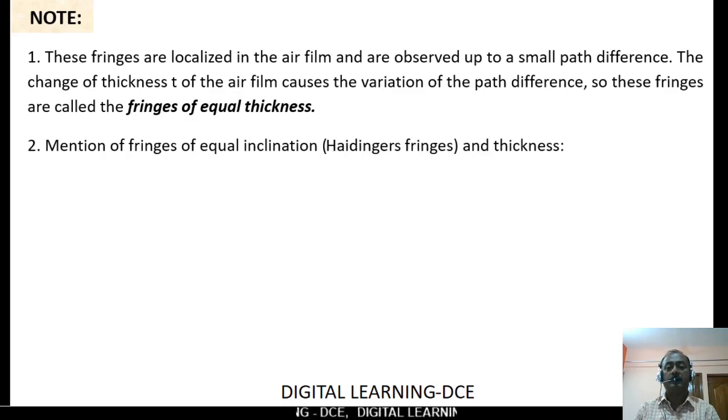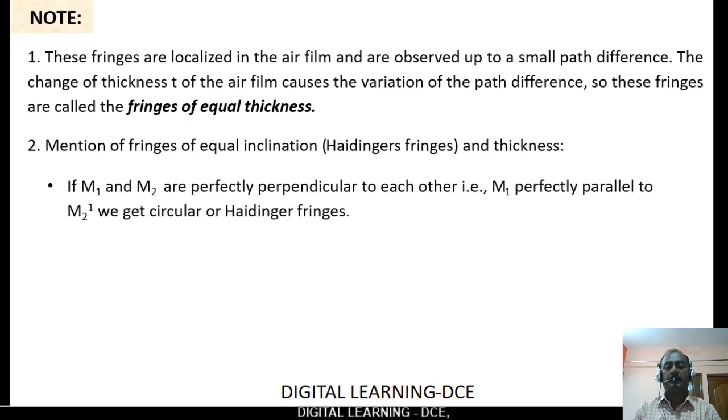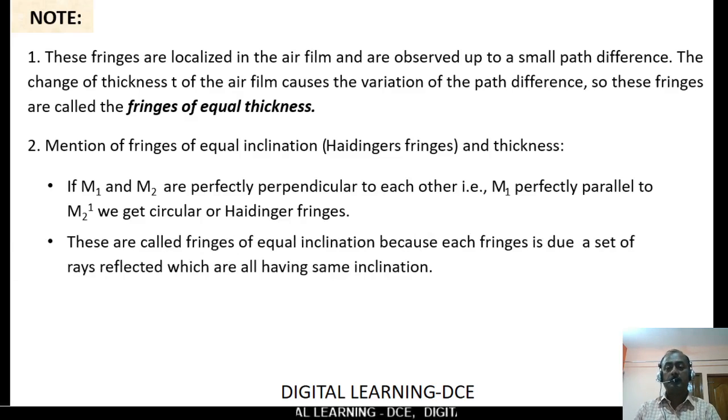Now, fringes of equal inclination, that means Haidinger's fringes. These are obtained if M1 and M2 are perfectly perpendicular to each other, that is, M1 perfectly parallel to M2 dash. We get circular or Haidinger fringes. These are called fringes of equal inclination because each fringe is due to a set of reflected rays which all have the same inclination.